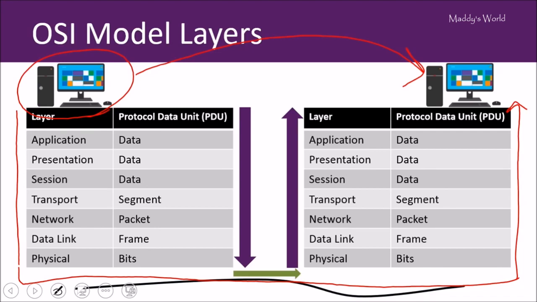And at each layer, there's a different type of protocol data unit, or PDU. So you've got data, which is just called data at the application, presentation, and session layers. Then at the transport layer, data is broken into segments, which you've heard me reference previously. At the network layer, that segment turns into a packet because additional information is added. Then at the data link layer, the packet becomes a frame. And then at the physical layer, that frame is translated into bits and then transferred across the network.